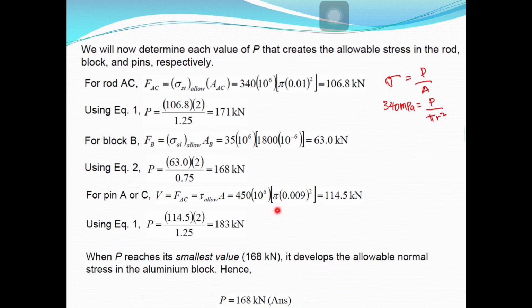So you take the smallest value. When P reaches its smallest value, 168, it develops the allowable stress in the aluminium block. Hence P is 168. You get 3 answers, this one, this one, this one. But which one do you need to take? You must take the smallest one, so that the pin will be safe and the rod AC will be safe. If you took this one, 183, the block B will fail, and then the rod AC will also fail because this one is larger than 171.